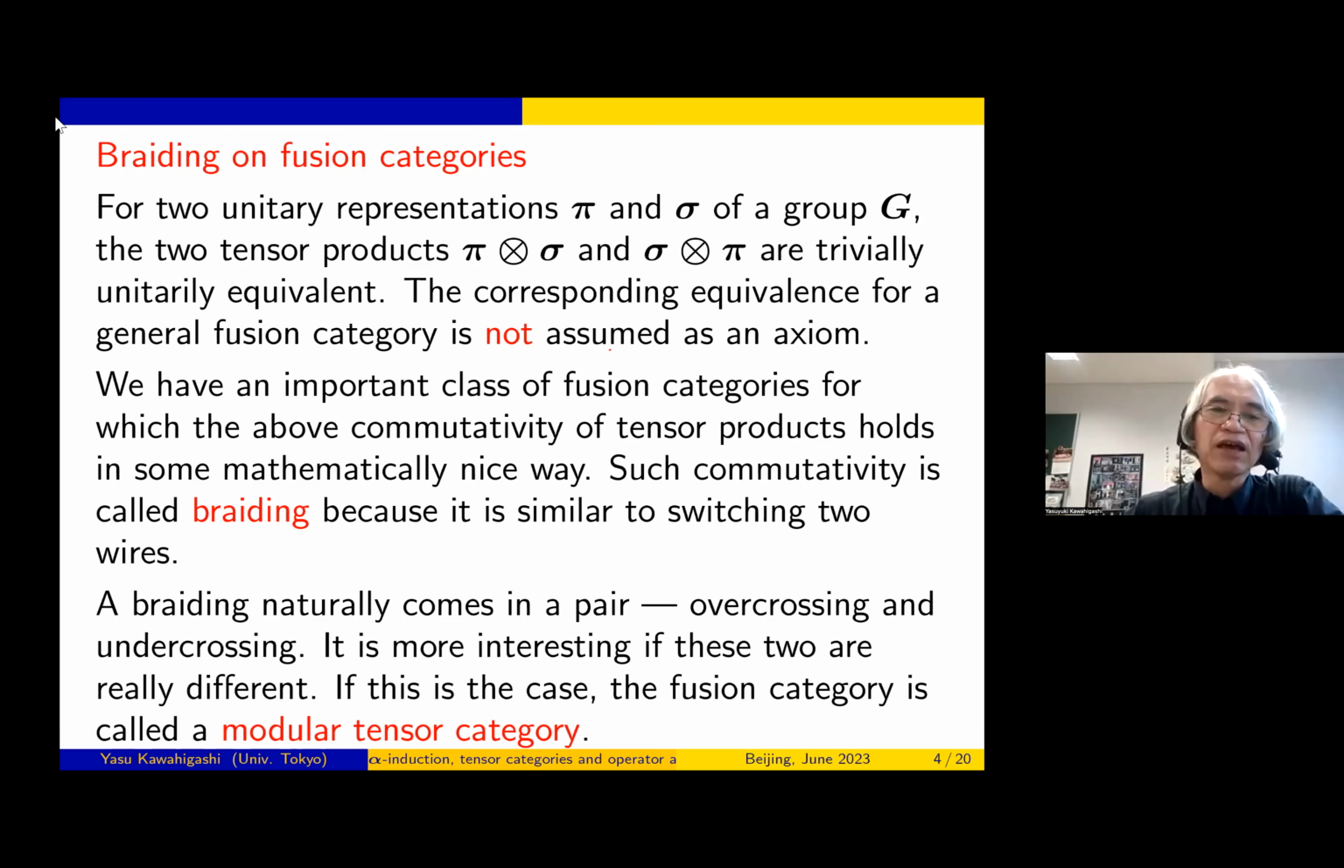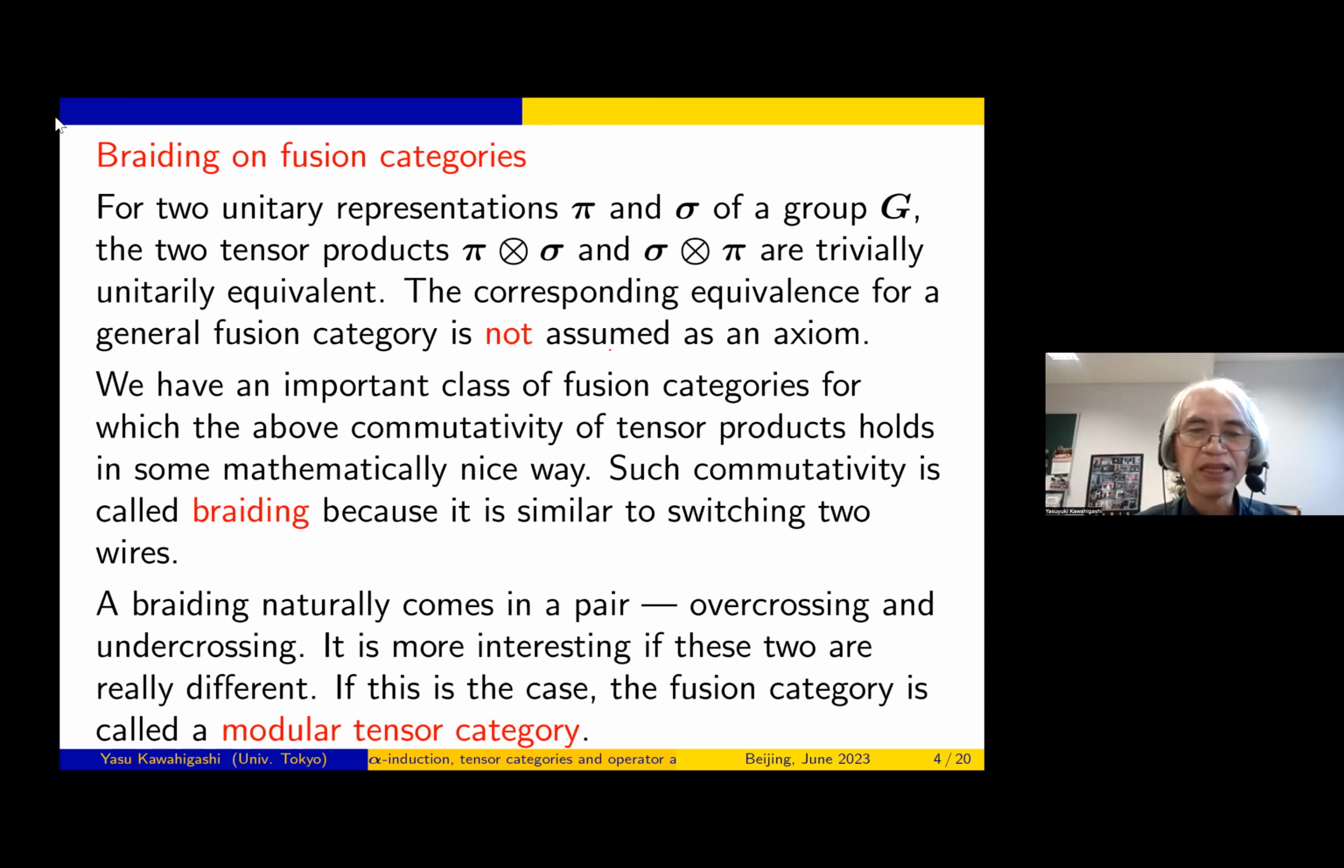But then we have an important subclass of fusion categories for which this kind of commutativity of tensor products holds in some mathematically nice way. This commutativity of the tensor product is called braiding, because it is similar to switching two wires. We have two wires, and we have overcrossing and undercrossing, and this corresponds to two ways of switching tensor components, pi tensor sigma and sigma tensor pi.